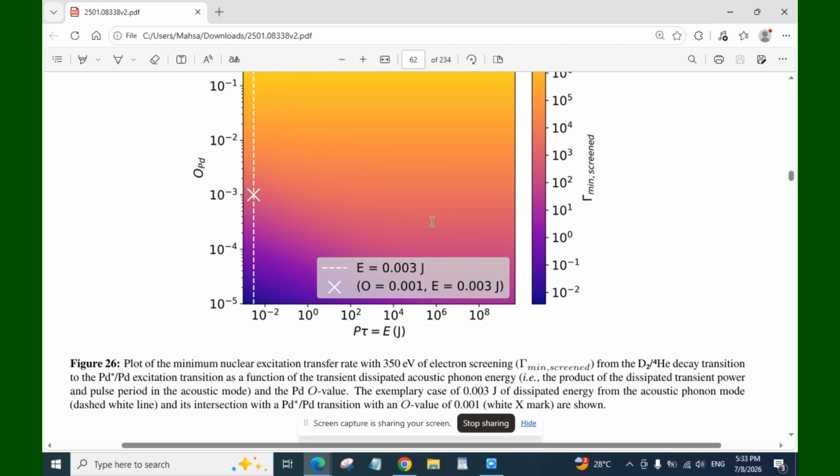tau minimum screen, from the deuterium deuterium helium-4 decay transition to the palladium star palladium excitation transition as a function of the transient dissipated acoustic phonon energy. For example, the product of the dissipated transient power and pulse period in the acoustic mode, and the palladium omicron value. The exemplary case of 0.003 joule of dissipated energy from the acoustic phonon mode, dashed white line, and its intersection with the palladium star transition with an omicron value of 0.001, white X mark, are shown here.